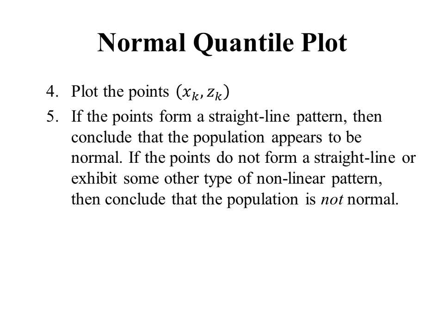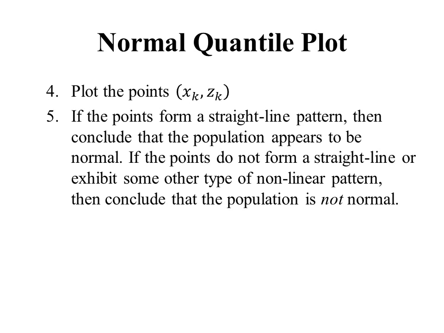So now after we've calculated those values, we form our graph by plotting the points x sub k, comma z sub k. So what that means is that on our horizontal axis, we're going to plot those x values. On the vertical axis, we'll plot the corresponding z values. And then the last step is to interpret the quantile plot.